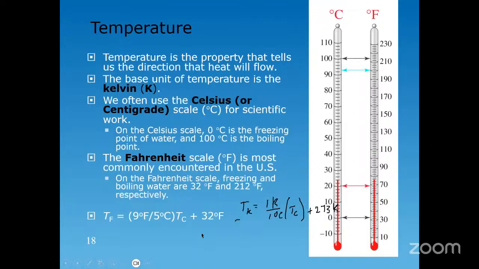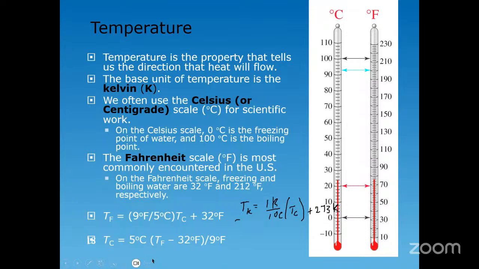Now, if you want to do the reverse, in other words, if you're given a temperature in Fahrenheit and you want to convert it to Celsius, then of course you have to do some algebraic manipulation of this equation. When you do that, you end up with this equation where the temperature in Celsius is equal to 5 degrees Celsius times the temperature in Fahrenheit minus 32, over 9 degrees Fahrenheit, right?